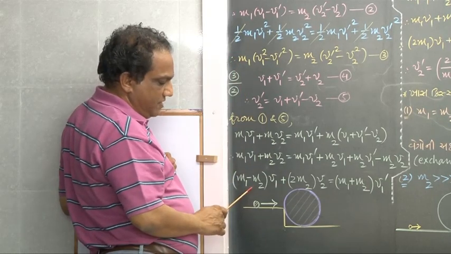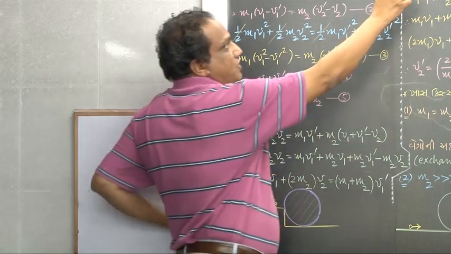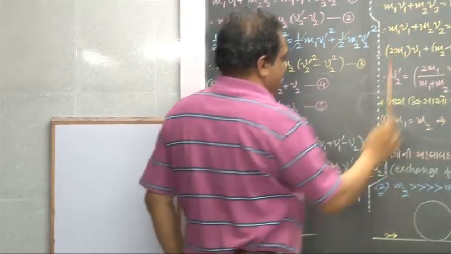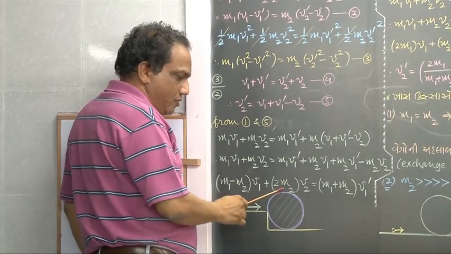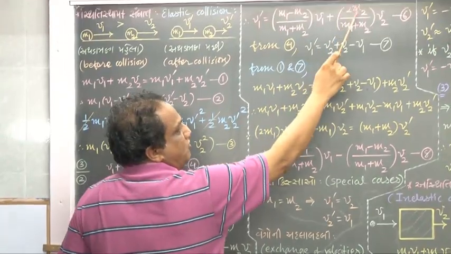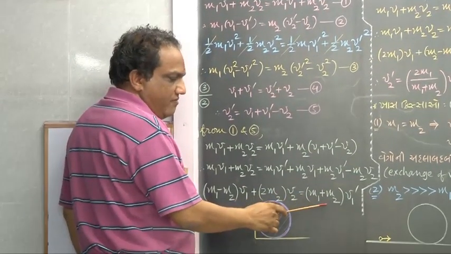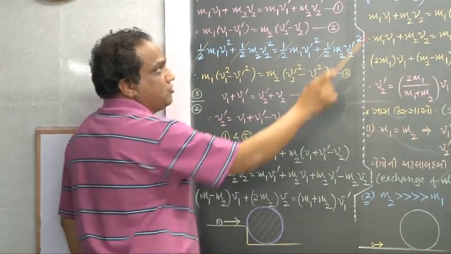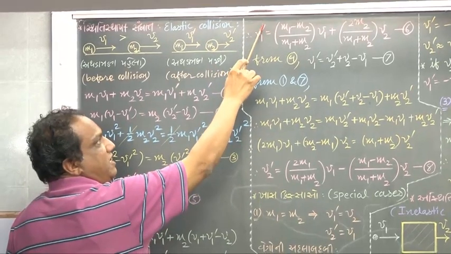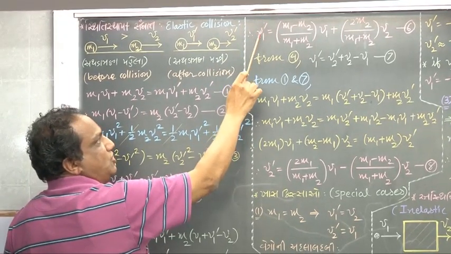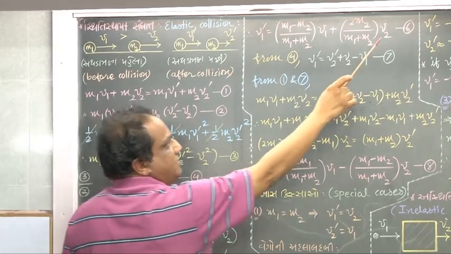Divide here and here. So you get m1 minus m2 upon m1 plus m2 into v1. Divide this term by m1 plus m2, so you get 2 m2 upon m1 plus m2 into v2. Then you divide by m1 plus m2, and left here is only v1 dash. So this gives you the formula for finding the final velocity of the first body. Give it equation number 6.